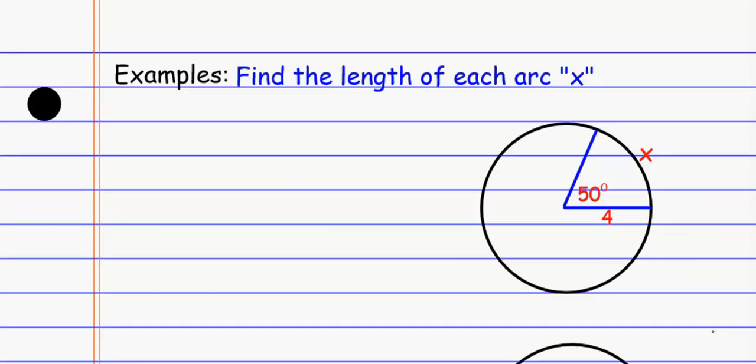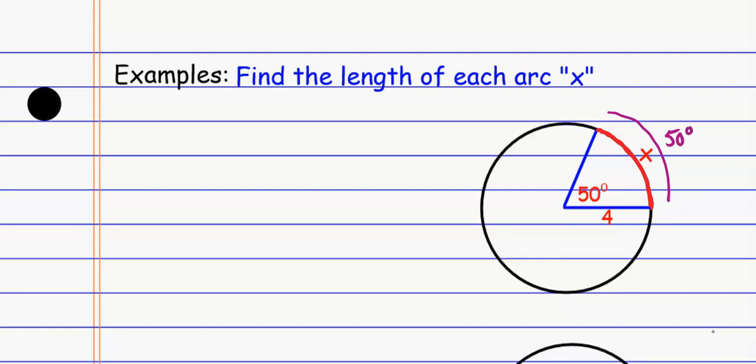Taking a look at this one, it says find the length of the arc x. Okay, so I want to find this arc length. And again, this arc length represents part of the entire circumference. It's not the whole circumference, it's just a small piece of the circumference. Okay, and so if we think about the arc measurement in terms of degrees, the degree measurement for this arc would be 50 degrees.